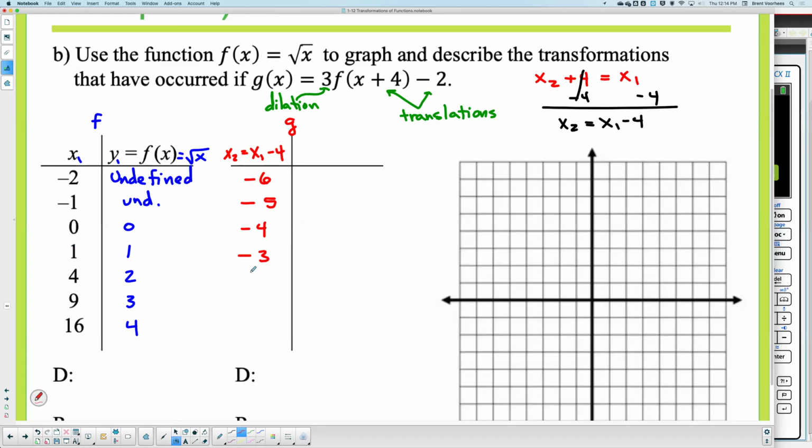Okay, how about 4 minus 4? How about 9 minus 4? We shouldn't have negatives now. And what about 16 minus 4? 12. There we go.